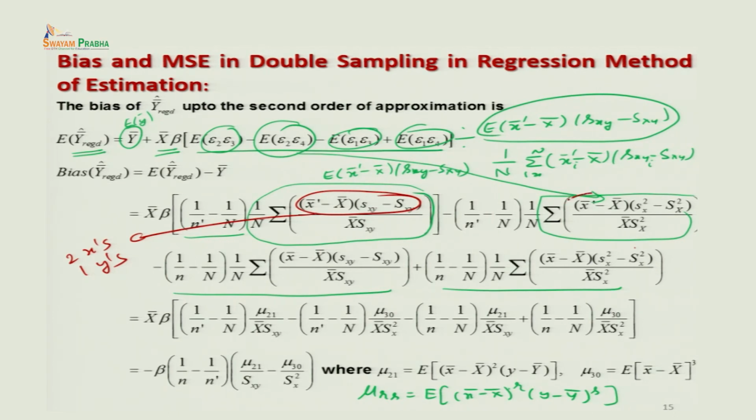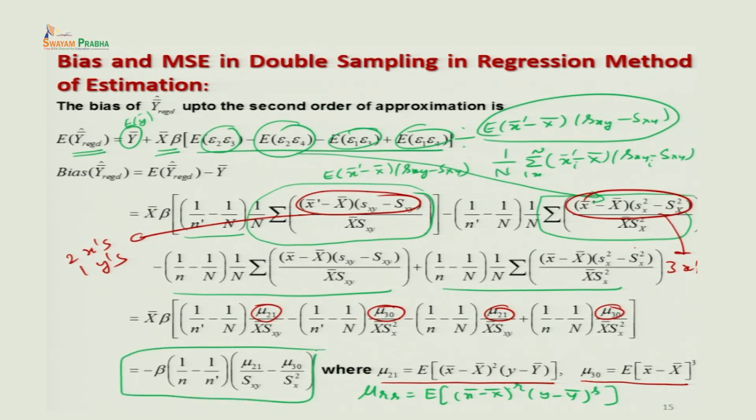and if you come here, then there are 3 x's, one x related to the sample mean, and another related to x square. So, these things I am simply replacing by mu 2 1, mu 3 0, mu 2 1 and mu 3 0, where mu 2 1 is given by this and mu 3 0 is given by this. And after that, you simply have to simplify it, and you will get this term, which is the bias of the regression estimator under double sampling.